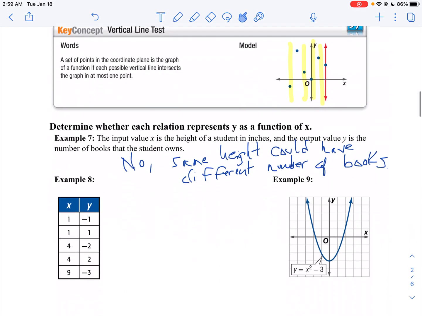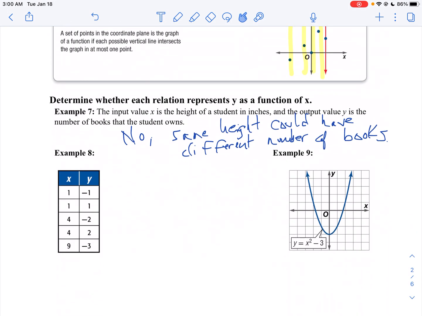Take a look at a table on example 8. So if I look at this table, 1 goes to -1 and 1 goes to 1. Oh, it's not predictable, is it? So this is not a function. Because it's not predictable. 1 has 2 answers.